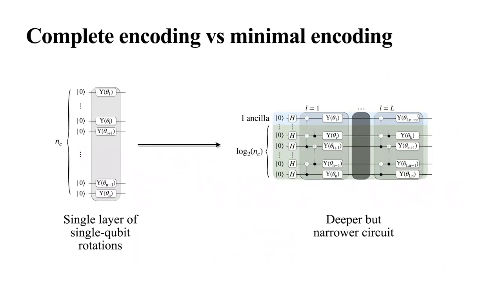Okay, just one last thing about this, and after I will move on to the two-body correlations. A quick comparison with the complete encoding and the minimal encoding, which is what I just described. The level of expressibility that I can get with my quantum state is the same as if I had the complete encoding, where the number of classical variables is equal to the number of qubits, and I do just a single layer of single-qubit rotations. That would be the same as just looking at zeros and ones for each variable independently.